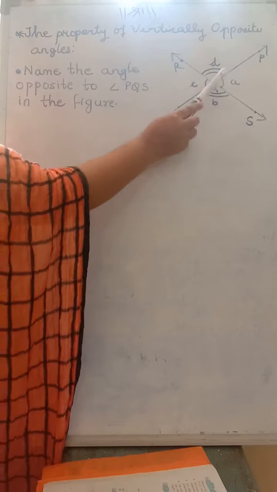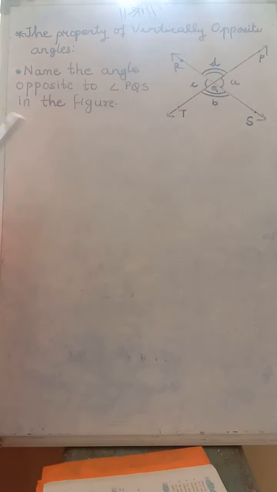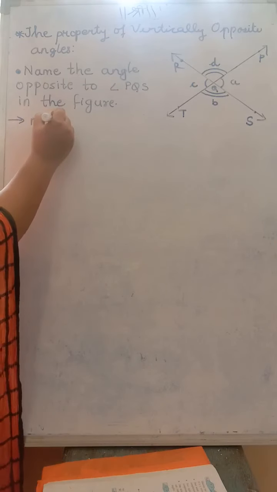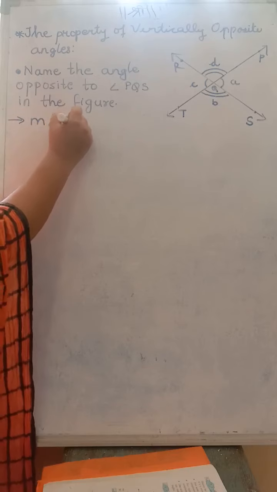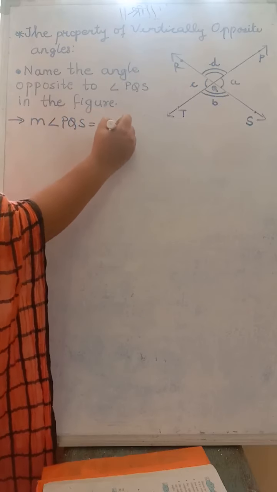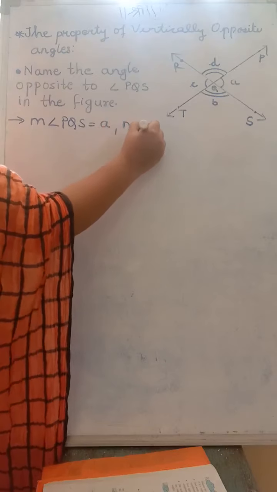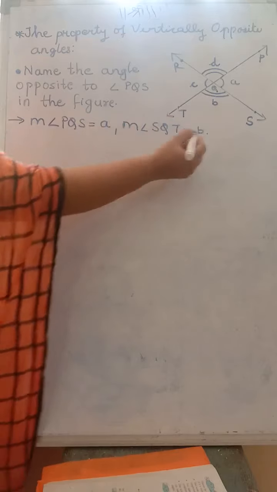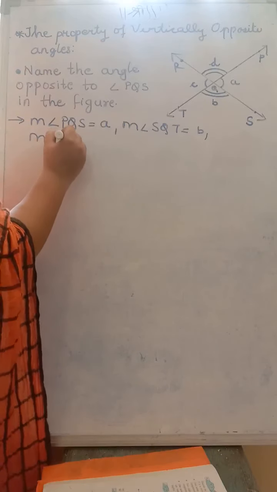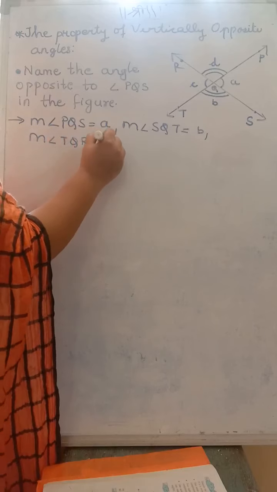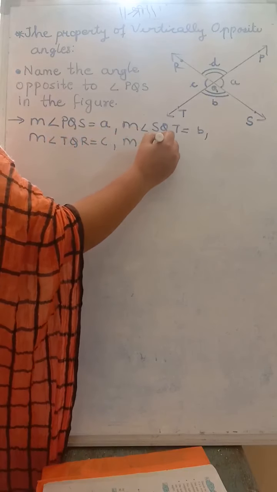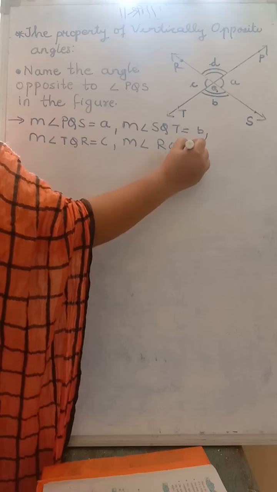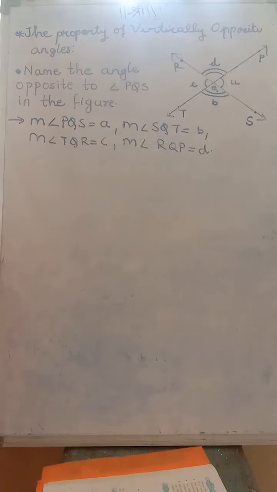Because of these two lines we are having 4 angles, and the measurements of those 4 angles are given to us. First we will write their measurements. Measure of angle PQS is equal to A. Measure of angle SQT is equal to B. Measure of angle TQR is equal to C. Measure of angle RQP is equal to D. So these are the measures of the 4 angles.